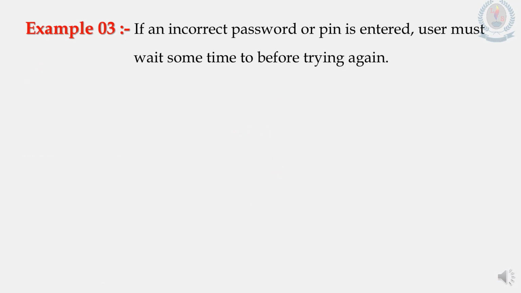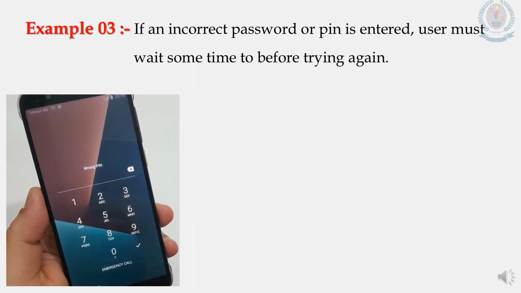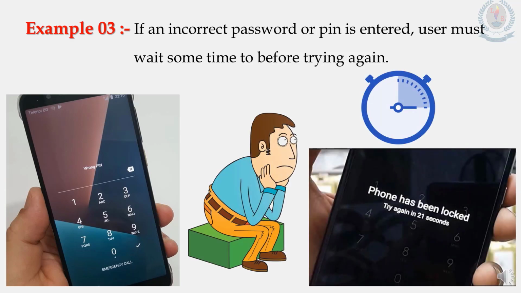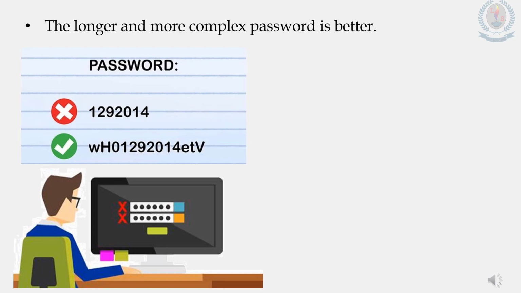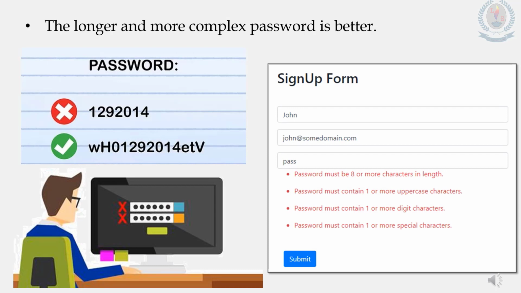This is another common example. You can easily see this feature in your smartphones. If an incorrect password or PIN is entered, the user must wait a set amount of time before trying again. A longer and more complex password is better for software security. There should be 8 or more characters in a strong password. A strong password must contain uppercase characters, numbers, and special characters.